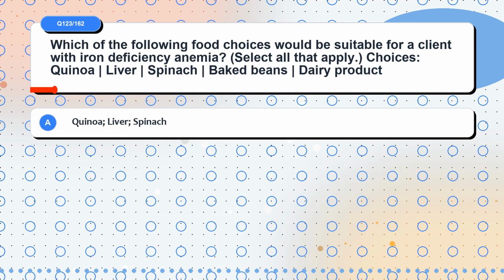Question 123. Which of the following food choices would be suitable for a client with iron deficiency anemia? Select all that apply. Choices: quinoa, liver, spinach, baked beans, dairy product. Here are the options. Option A: quinoa, liver, spinach.